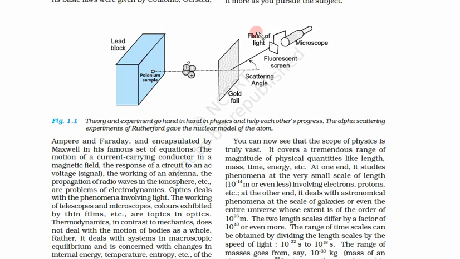Here one small diagram is shown. Theory and experiment go hand in hand, that means both work together in physics and help each other's progress. The alpha scattering experiments by Rutherford gave the nuclear model of the atom. This is the picture where Rutherford is doing his famous scattering experiment with gold foil. Here is the gold foil, this is a lead block and there is a polonium sample.